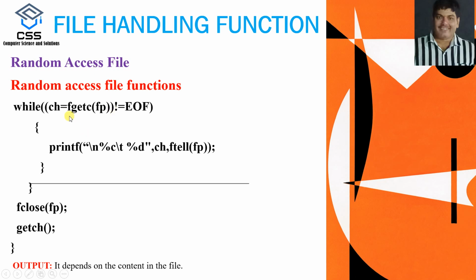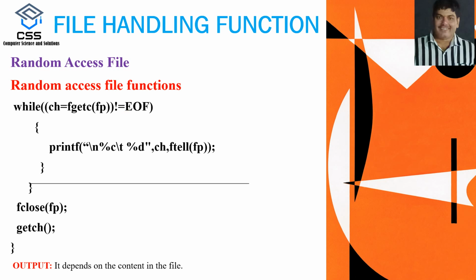Now, till when do we read? Till the end of the file. The getc and fgetc are the same in a random access file. Instead of getc, we write fgetc to read one character. Suppose we read a character and test whether it is the end of file. If no, it will display that data and its position. Whatever the position may be, 0, 1, 2, anything else.